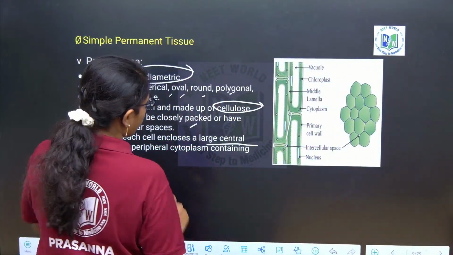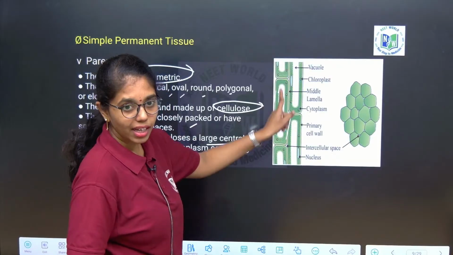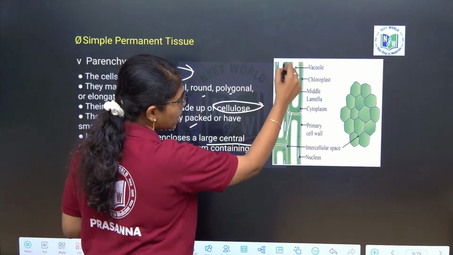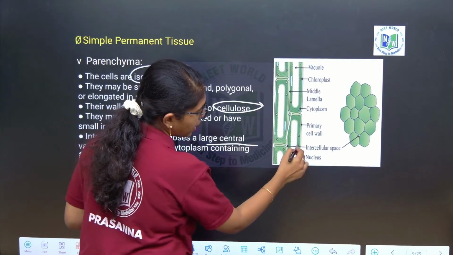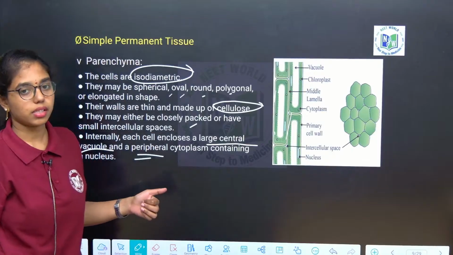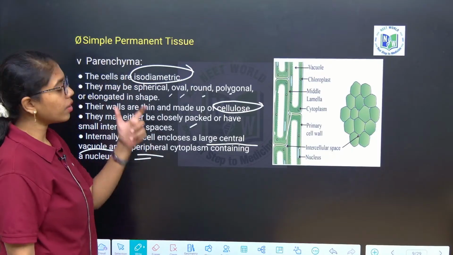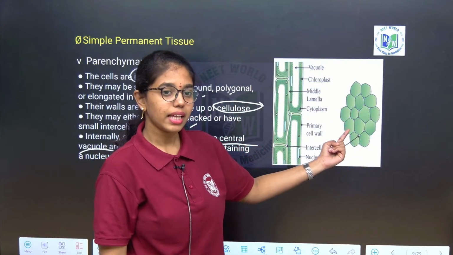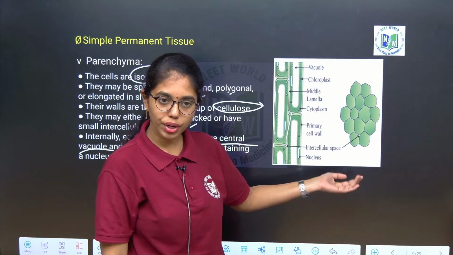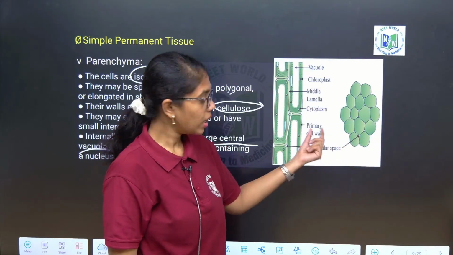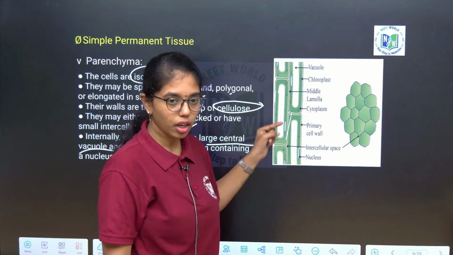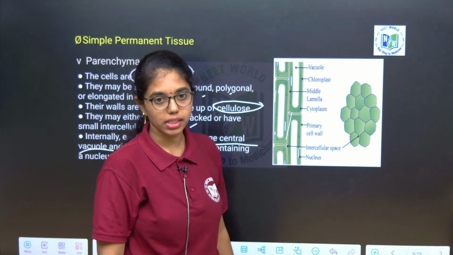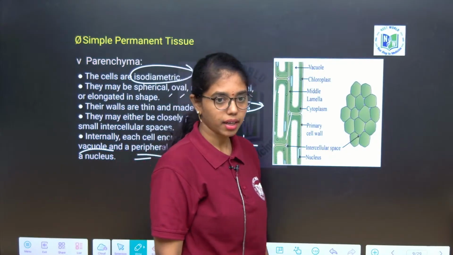You can see here. Internally they have a large central vacuole, and peripheral cytoplasm is present. In the peripheral cytoplasm only they have an elongated nucleus. So how can you describe parenchyma? Parenchyma has thin cellulosic cell walls. They can be round, polygonal or oval, and they are isodiametric. They have a large central vacuole with peripheral cytoplasm and an elongated nucleus. Understood? Easy, right?